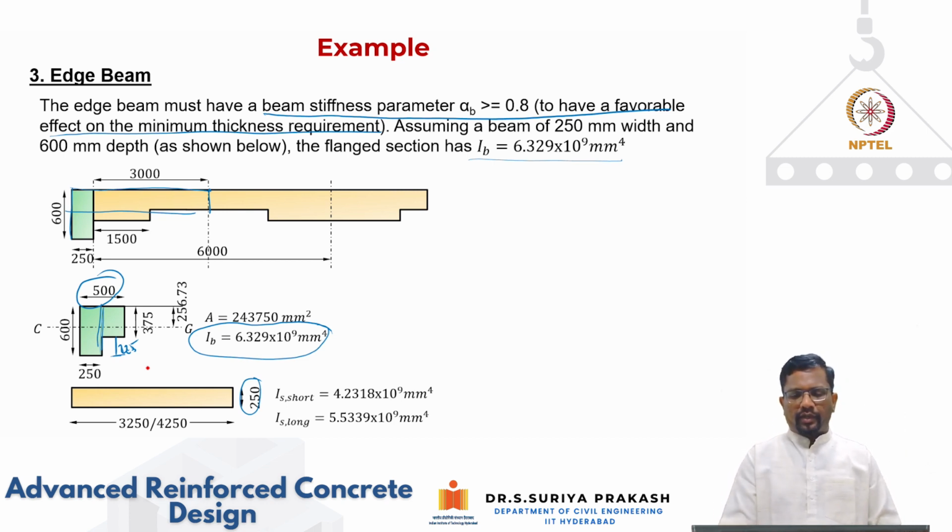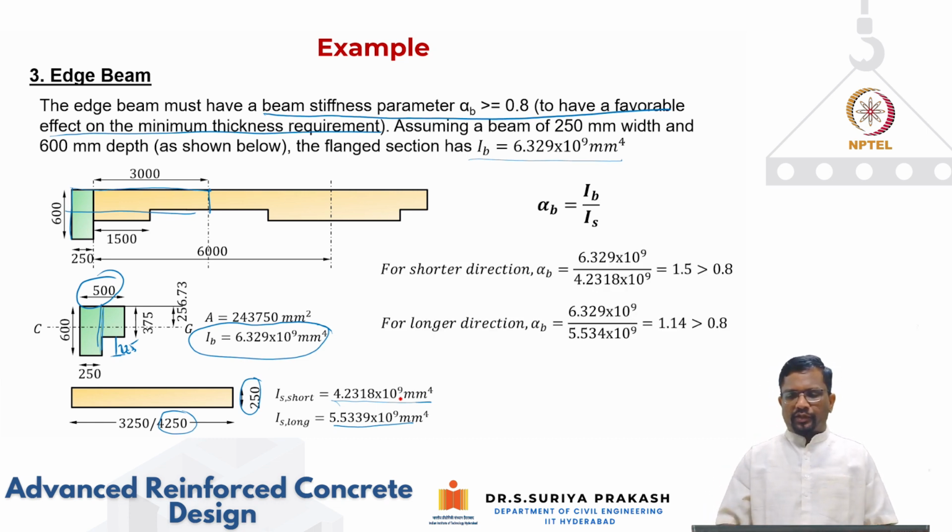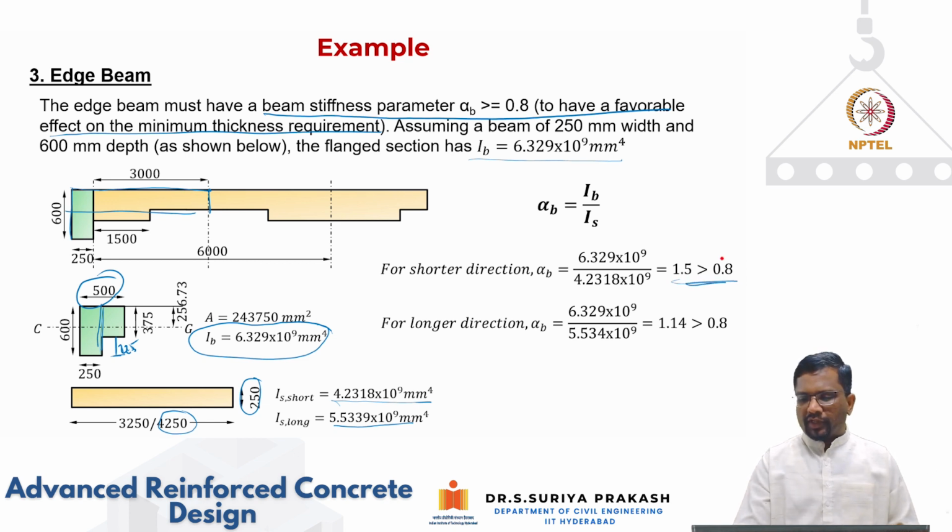So in the shorter direction, I have a moment of inertia of 4.238, when I use a width of 3,250. In the longer direction, when I use a width of 4,250, I work out to be 5.539 into 10 to the power. So this we are going to use in your stiffness parameter, which is IB by IS. When you substitute for the shorter direction, I get 1.5, which is greater than 0.8. For the longer direction, again, I get 1.14, which is greater than 0.8.